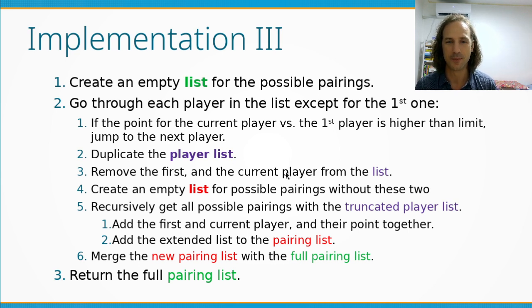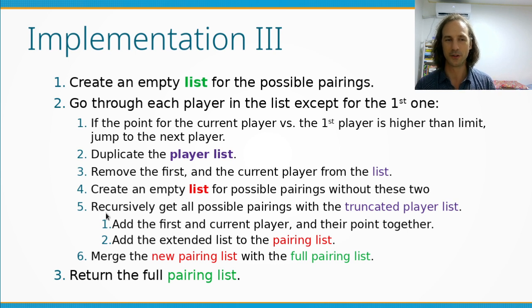So we want to have a reduced list which will give us all the possible pairings without these two. These two are already paired, and for everyone else, we want all the possible pairings. We will collect all these possible pairings in an empty list. You could use this green list here instead of the red one directly, I think, but it's easier to understand what's going on if we use the red one.